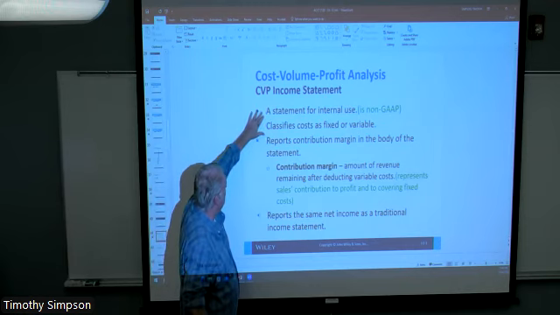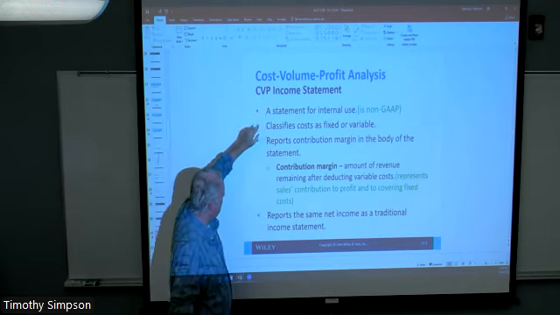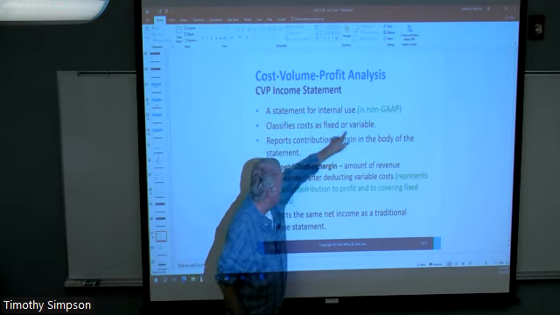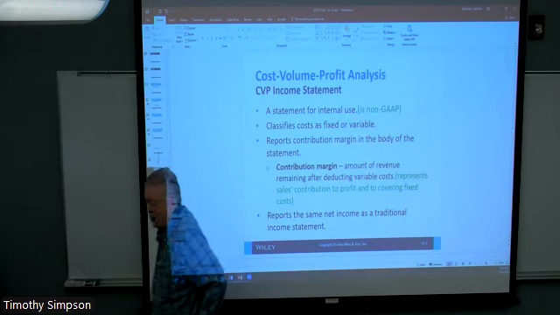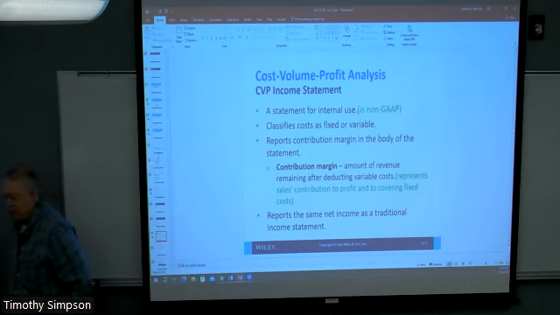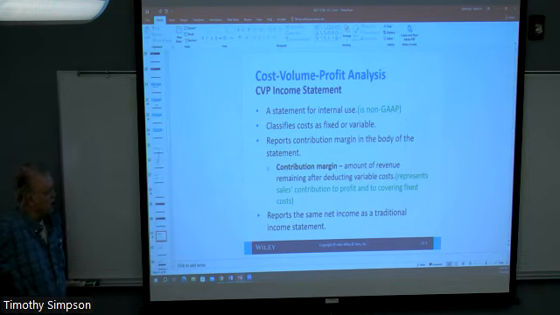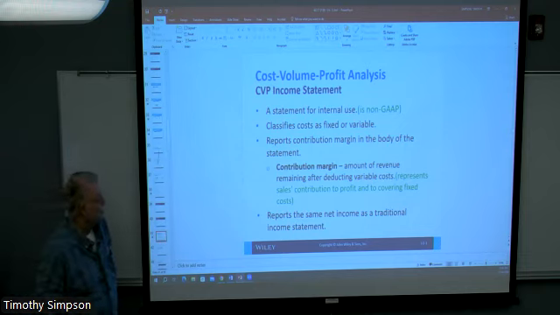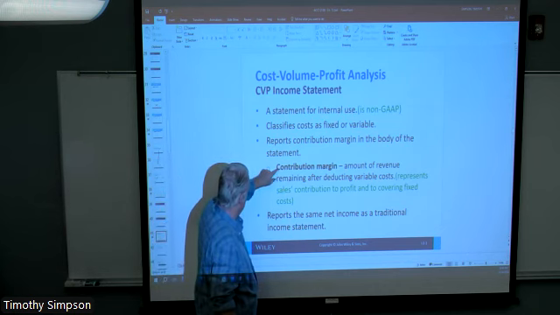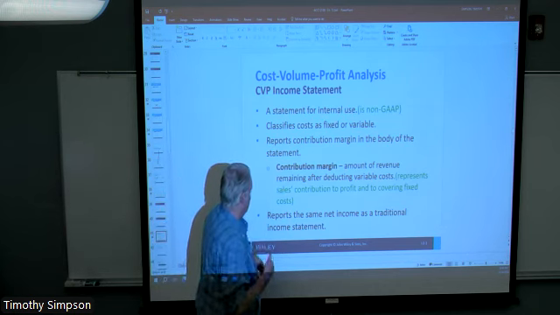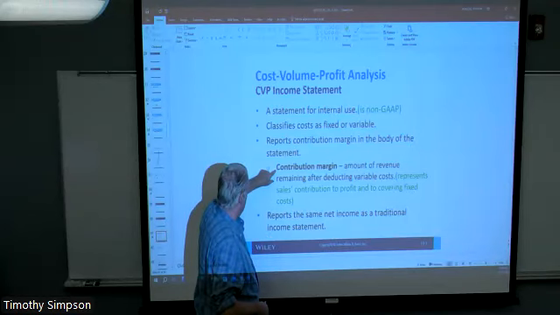So when we talk about a CVP income statement, what we're doing is splitting out costs as being fixed or variable. It's the behavioral costs that we're interested in here. So we're not really terribly interested in product costs versus period costs. We are interested though in splitting those up. And the key thing that we want to get to here is this idea of contribution margin. Contribution margin may be the overriding important issue of this entire chapter. So what is contribution margin?